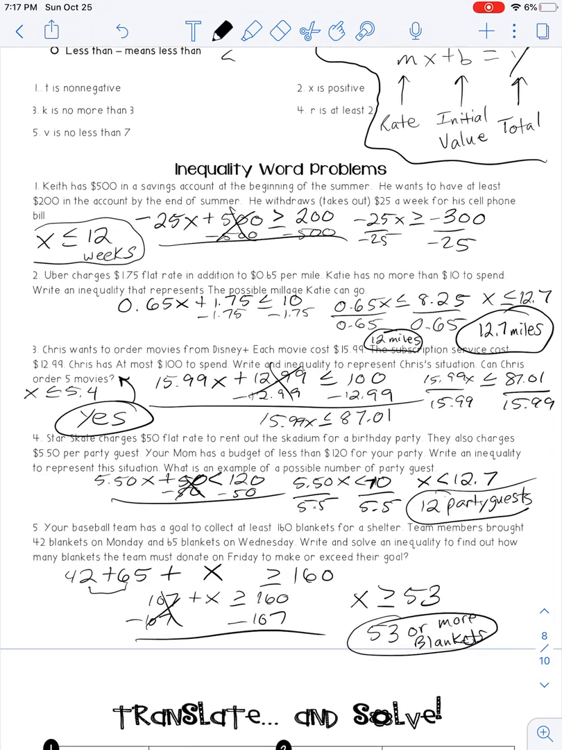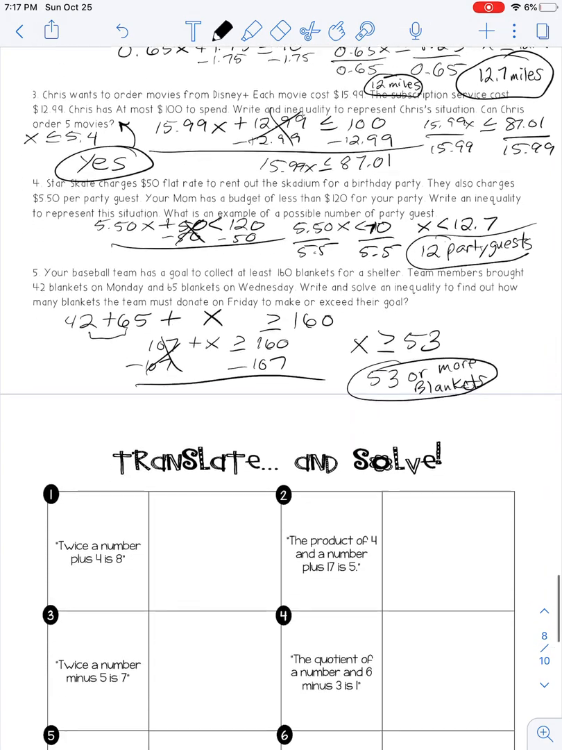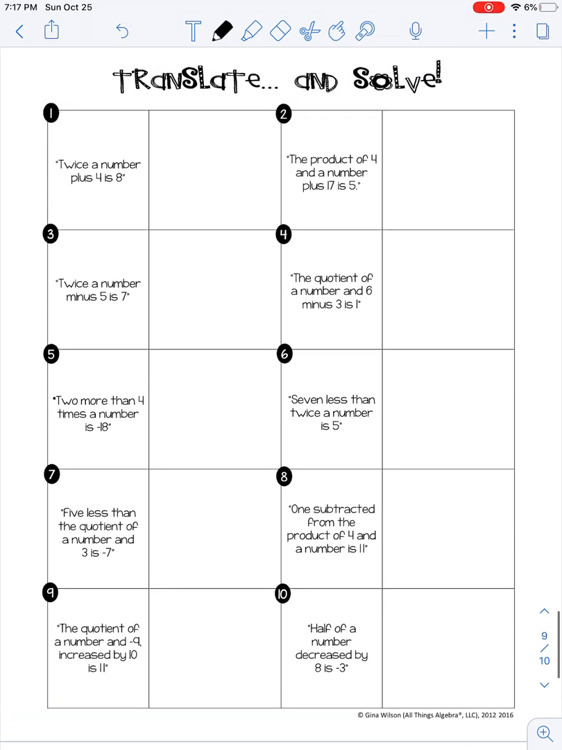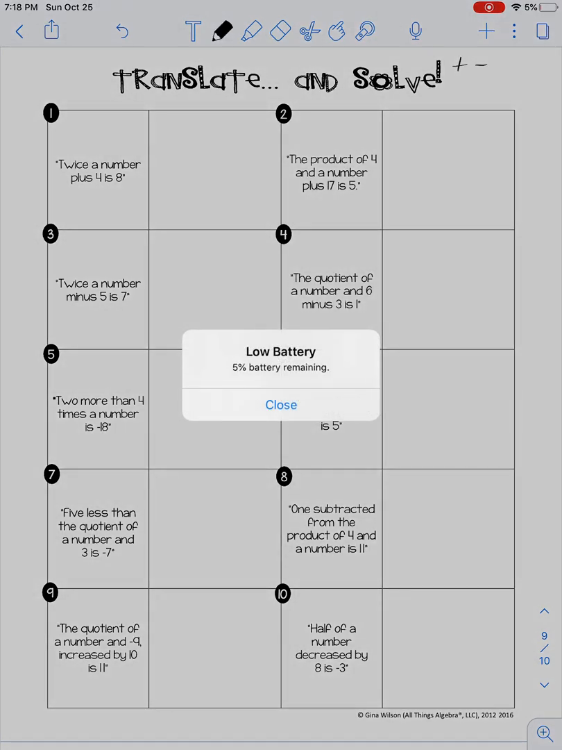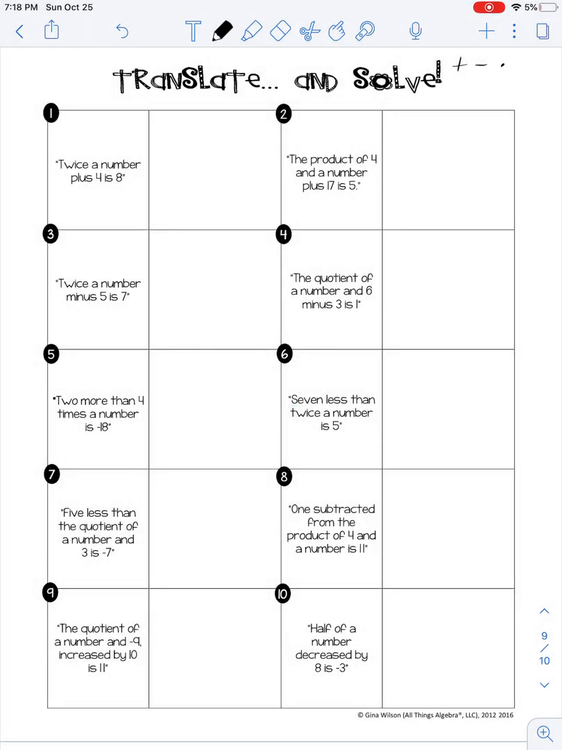All right, so there's the inequality word problems. All right, on to the translate and solve. So on this one right here, you've got really only 4 choices when you start looking at these: addition, subtraction, multiplication, and division.